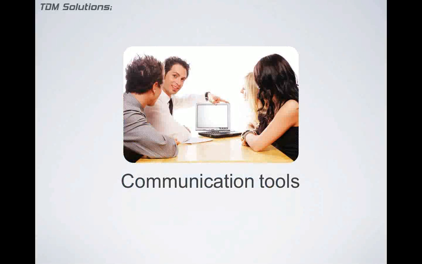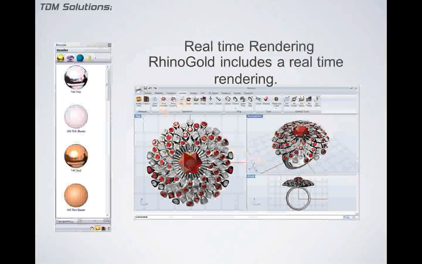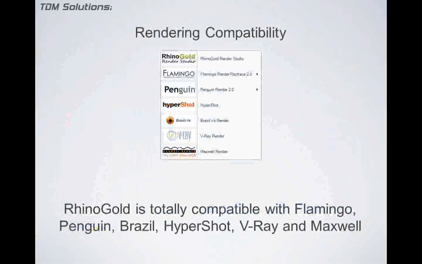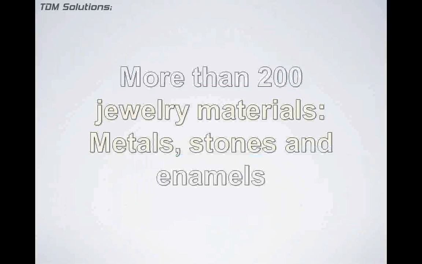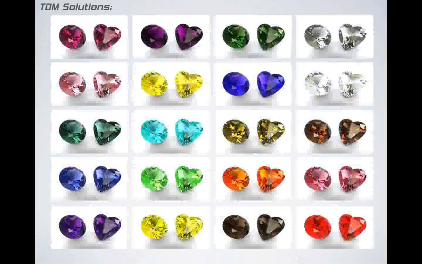We have communication tools. We have real-time rendering. As you can see, we can apply materials, stones, pearls, wood, metals. It's also compatible with all the render engines for Rhino: Brazil, V-Ray, Flamingo. And we offer you materials for free. We have materials for Flamingo, for Brazil, for HyperShot, for T-Shot. We have more than 200. I think this PowerPoint is not updated. We are about 600 today.